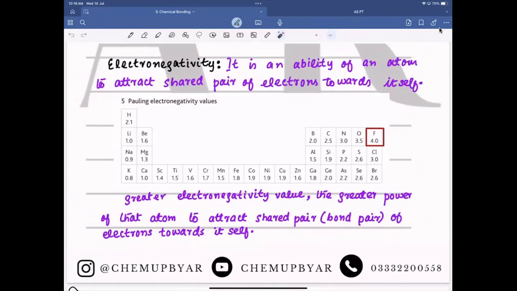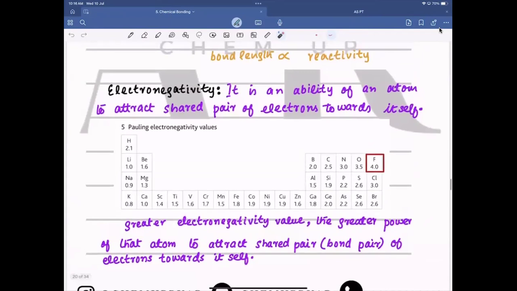Non-metals would have higher values. It is usually observed in covalent bonding. For example, if I take the example of hydrogen, let's suppose, both hydrogen atoms are attracting this electron pair towards themselves. Yes, sir. So that ability to attract this pair of electrons towards themselves is called electronegativity. Is this understandable? Yes, sir.